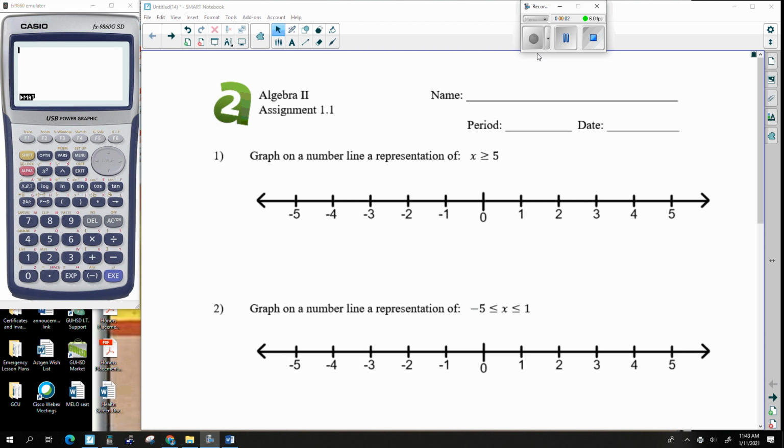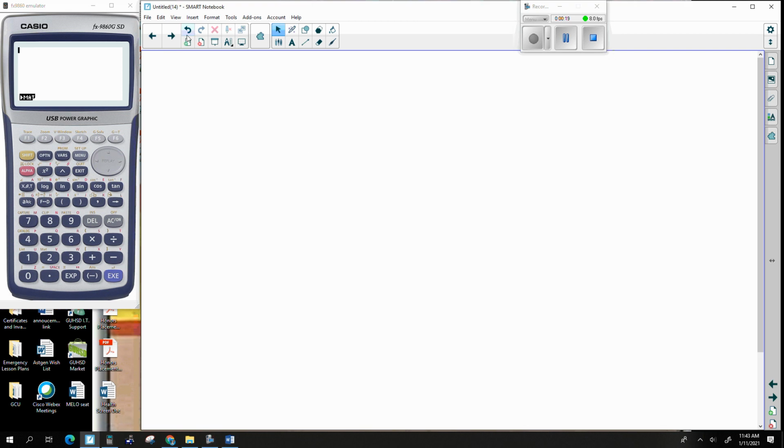Here we go, boys and girls. This is the beginning of a new unit. This is Unit 1. So this is Assignment 1 of Unit 1, and we are beginning by looking at these things right here, these alligator-looking things. These are called inequalities.